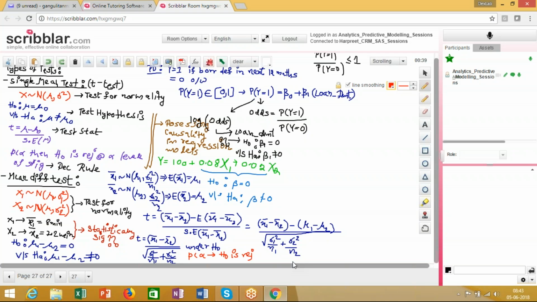So before I move into that, just tell me whether this part is clear or not. Have you got this part? Great, wonderful.